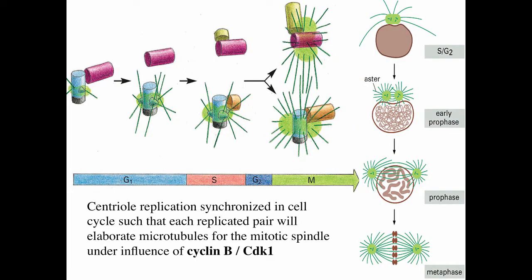I just want to remind you that centriole replication is synchronized in the cell cycle such that each replicated pair of centrioles is going to elaborate microtubules for the mitotic spindle under the influence of cyclin B CDK1. And in this part of the diagram, you can see that the spindles have replicated and they're beginning to move apart in early prophase and in prophase, so that by the time the nuclear envelope is broken down, the spindle is forming at metaphase and the centrioles are on opposite poles of where the nucleus would be.